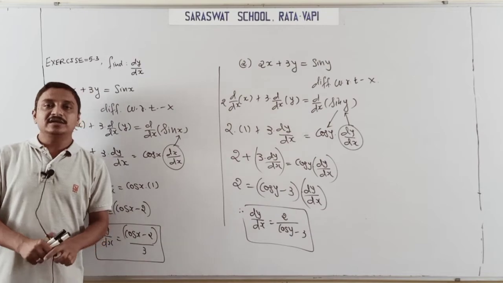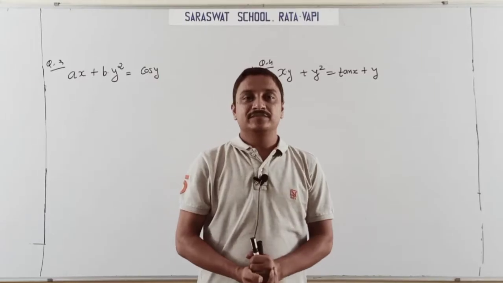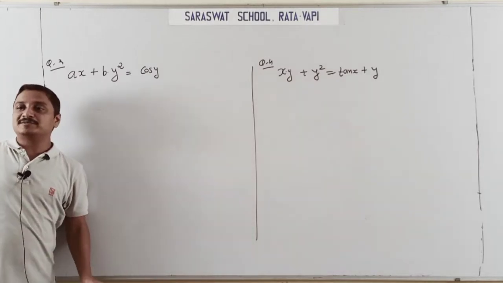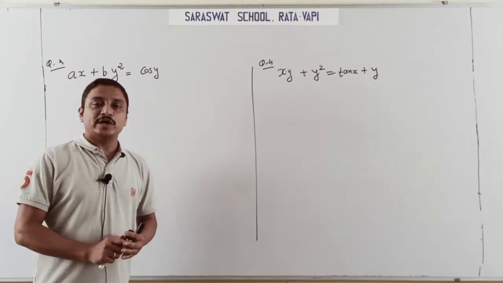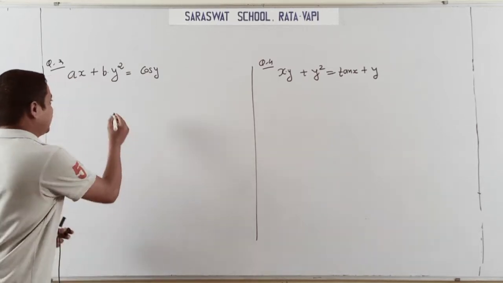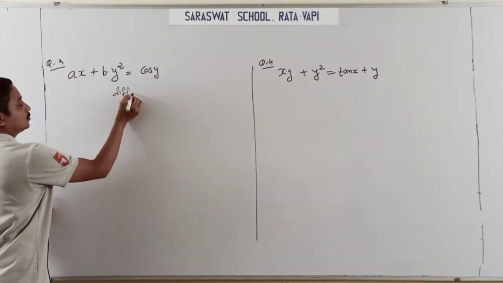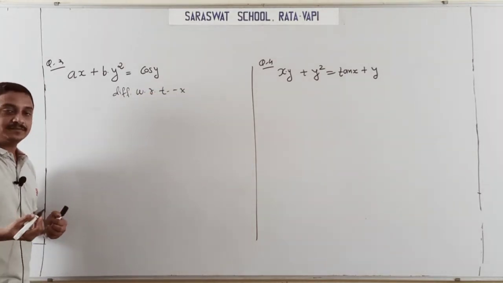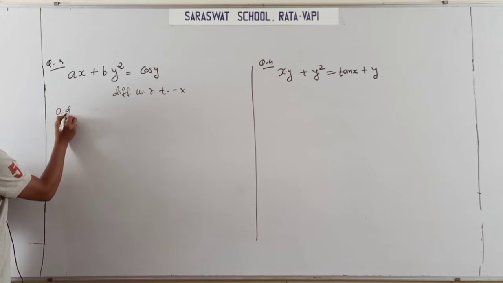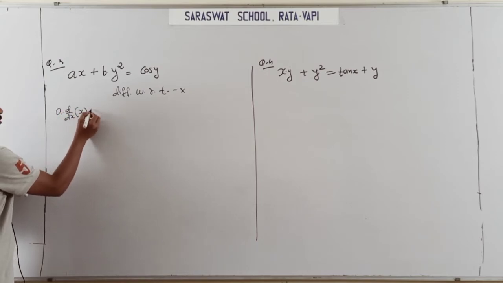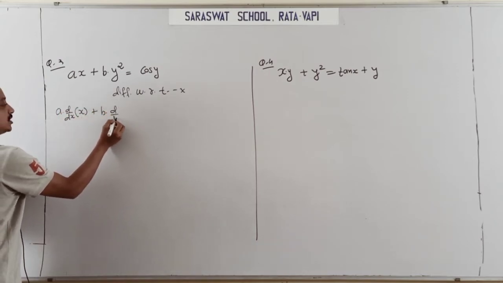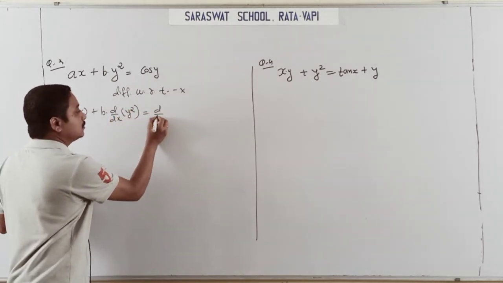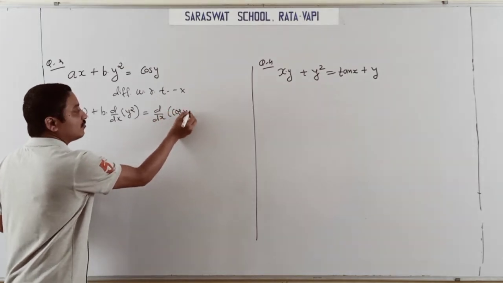Yes, one more numerical in the same pattern. Now students, continue. Question number 3rd and 4th, also I combine explaining. So I am taking students directly with respect to x. Differentiation with respect to x. In all numericals students, find out dy by dx. So here a constant, dy by dx of x, b constant, dy by dx of y square, and here dy by dx of cos y.